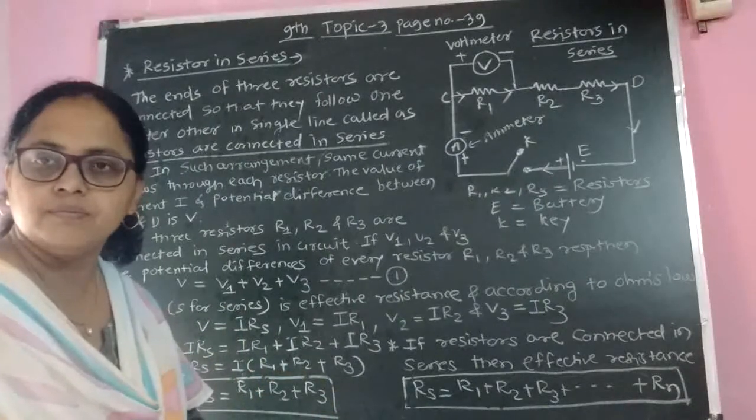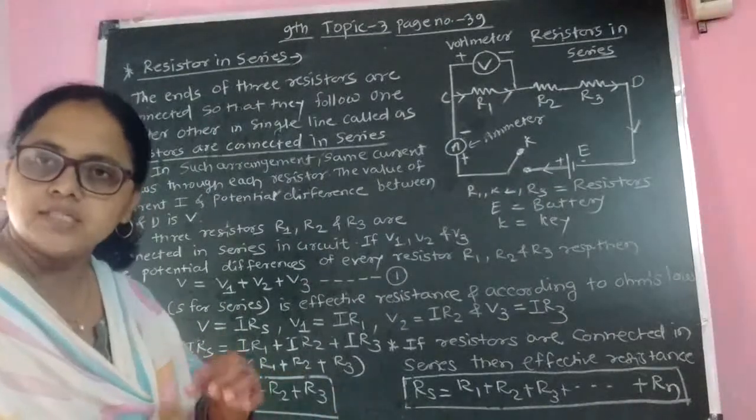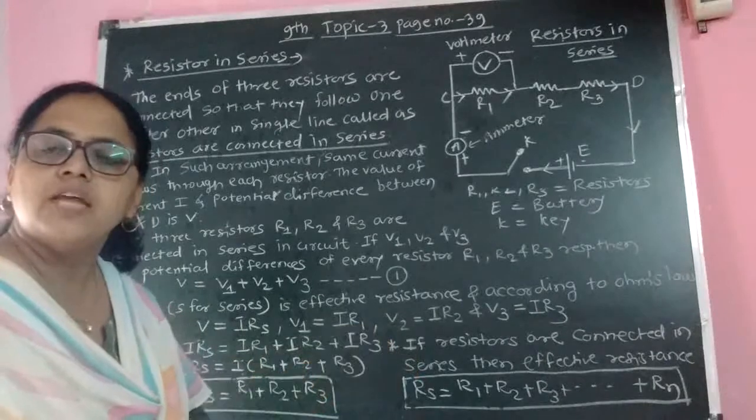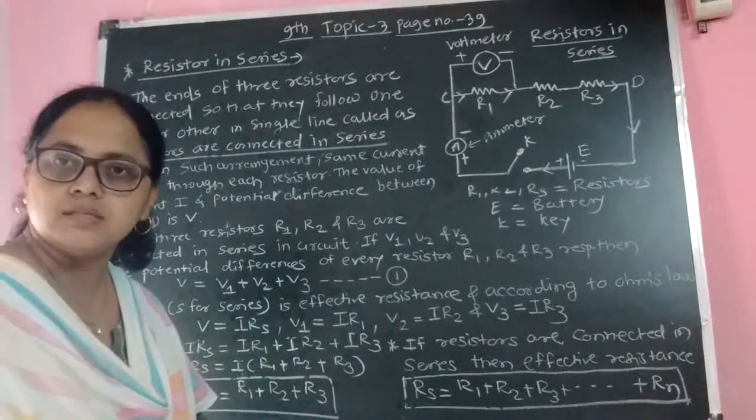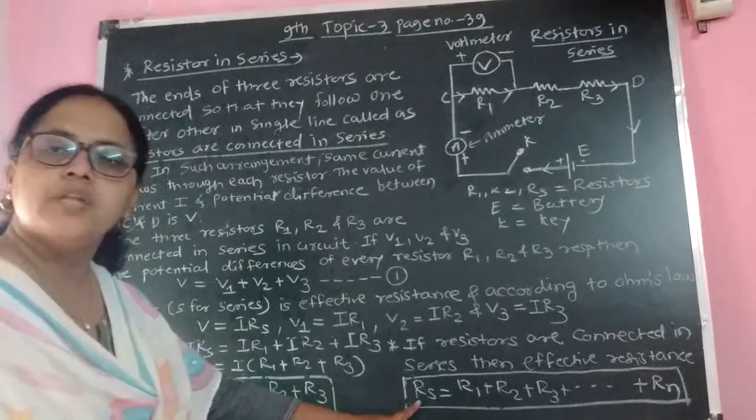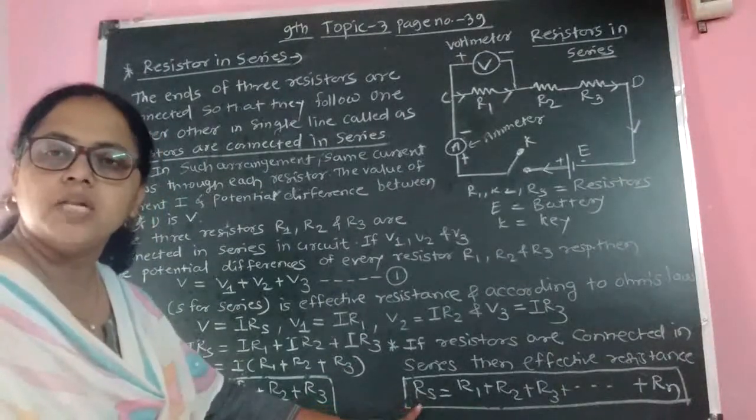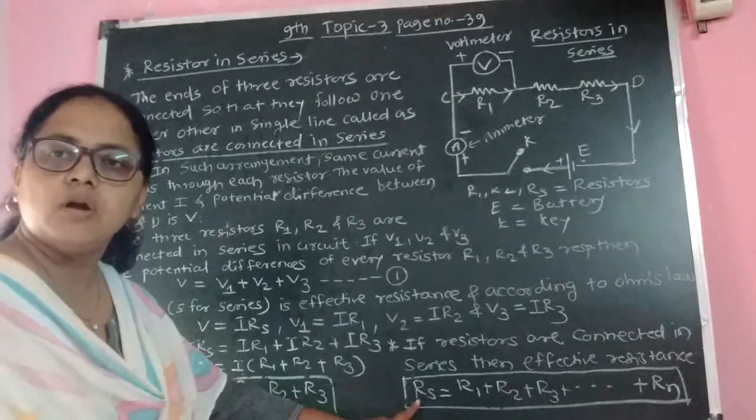resistances. Always remember, when resistors are connected in series, then the total resistance of the electric circuit is the sum of all resistances. That is, effective resistance Rs is equal to R1 plus R2 plus R3 plus dot dot Rn.